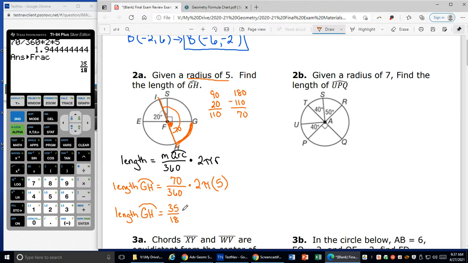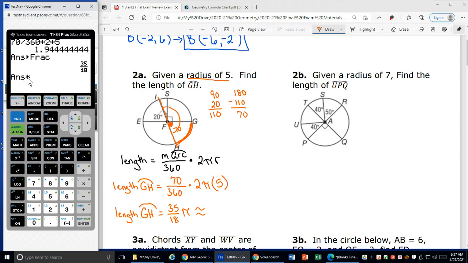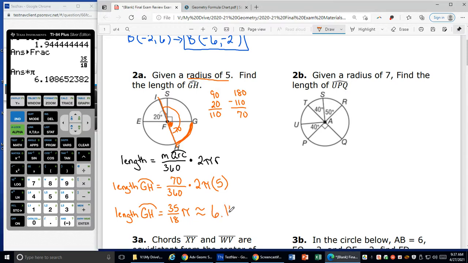Remember, we didn't put that pi in the calculator, so pi still needs to go next to that fraction. So 35/18 times pi is my length of GH. That's the exact answer. The approximate answer, I'm going to take the previous answer times pi. And when I do that, I get an approximate answer. I'm going to round to 3 places, 108, and then that 6 says to round it up. So 6.109. I don't have units here, so I'm going to say units. This is my approximate answer, and this is my exact answer. Both are correct. Okay, let's look at 3A.